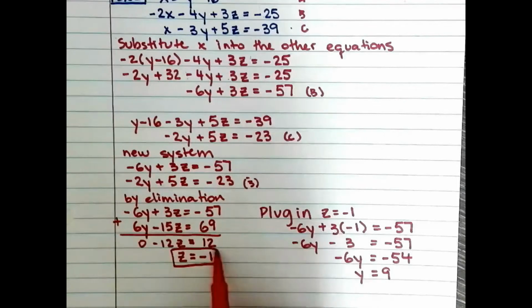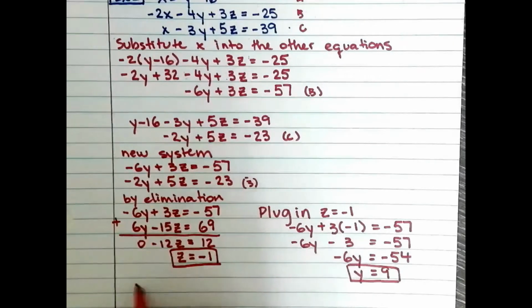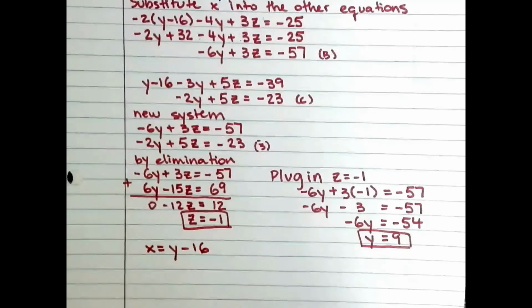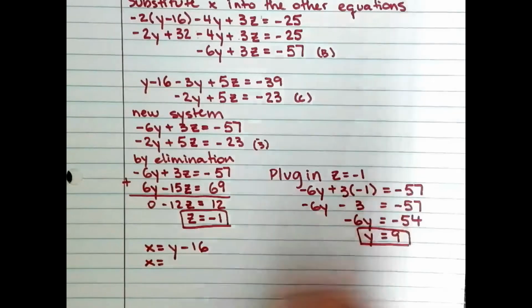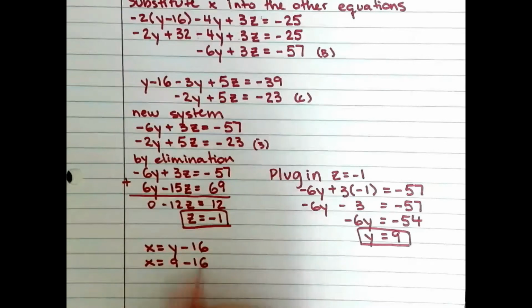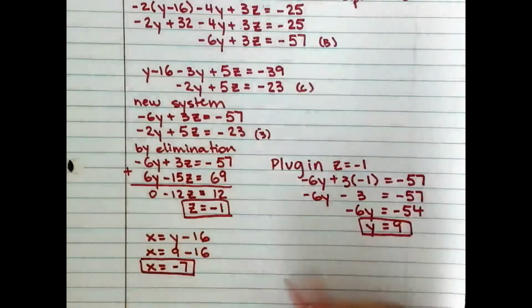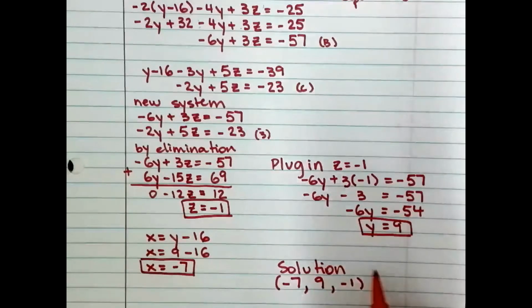The last variable you need to find is x. x is already solved for. I know x equals y minus 16, and now I know y is 9. So go ahead and substitute 9 right there for y, and that will give your last variable. That is -7. Please, please, please remember to write the solution. So -7 for x, 9 for y, -1 for z.